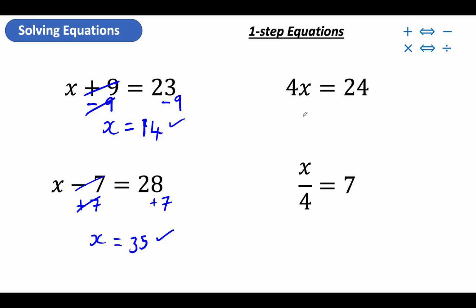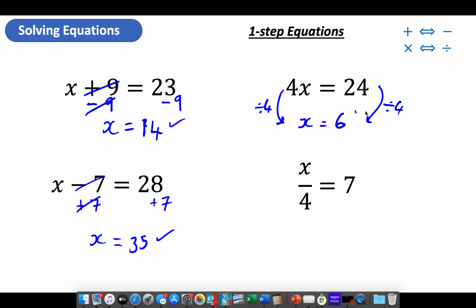We've got 4x equals 24. Well, I don't want 4 x's. I only want one of them. So what am I going to do? I'm going to do the opposite of times, which is what this is, 4 times x. And I'm going to divide by that number. Whatever that number touching x is, that's what you divide by. Plus or minus, whatever it is, you just divide by it. 24 divided by 4 is 6. Little tick.